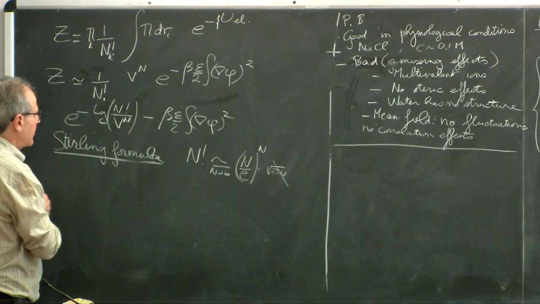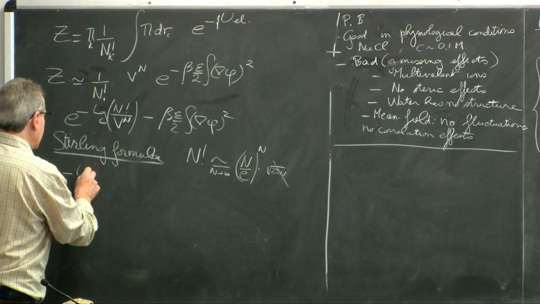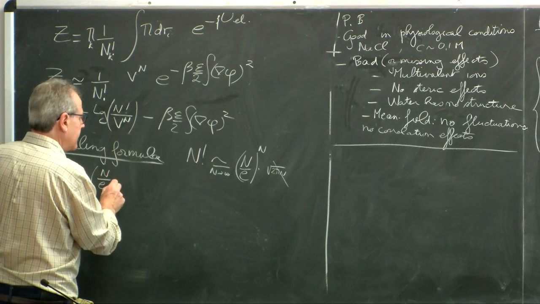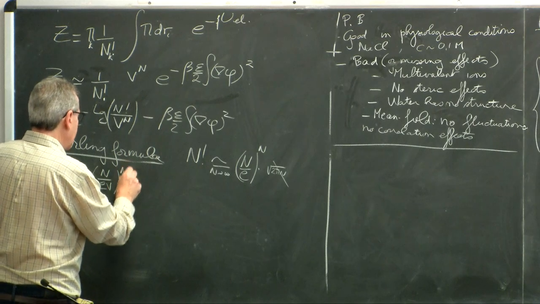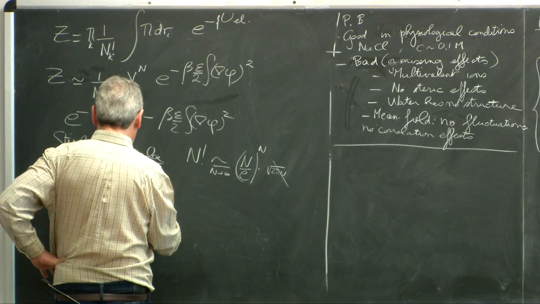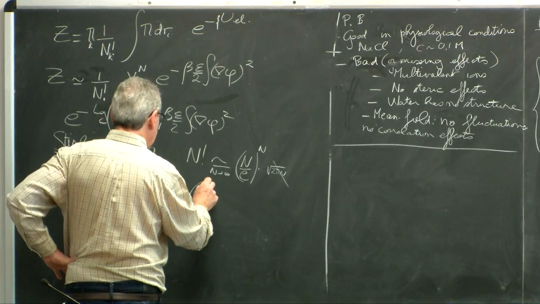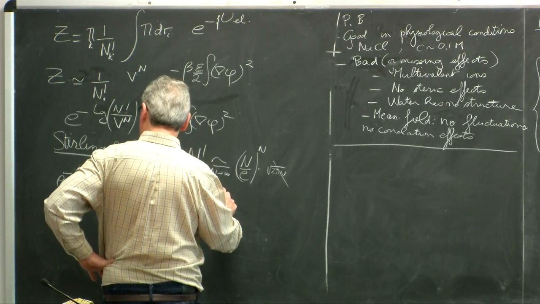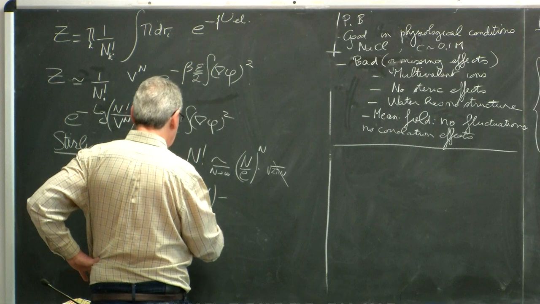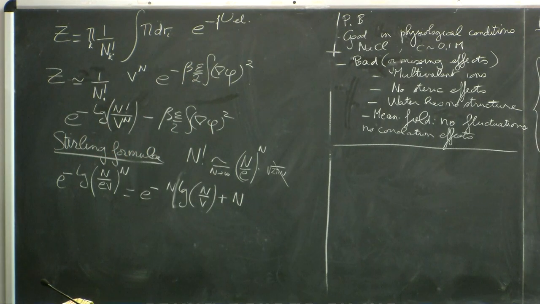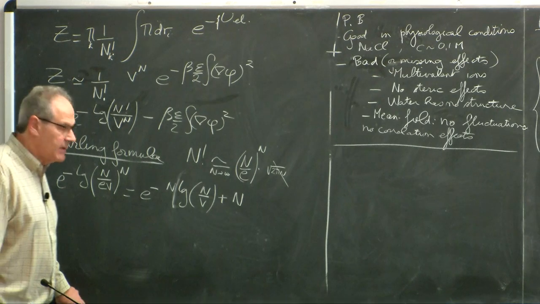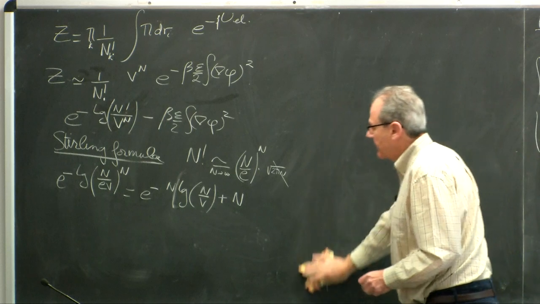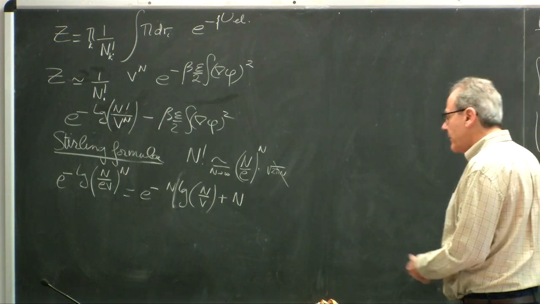So the term which corresponds to the entropy is e to the minus log of n over e V to the power n, which can be written as e to the minus n log n over V minus n over V plus n. Okay? So this formula is essentially this one. Let me show you why.